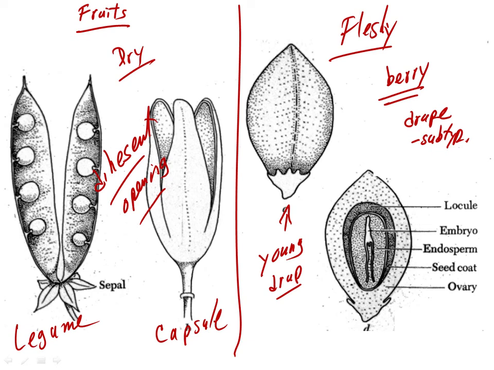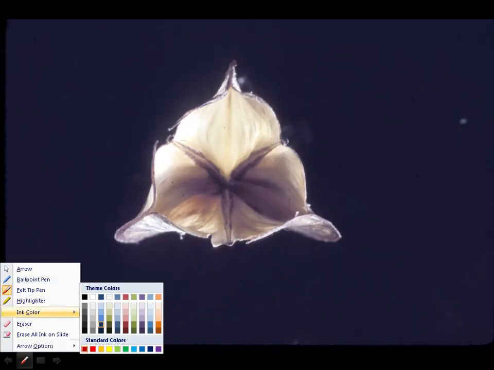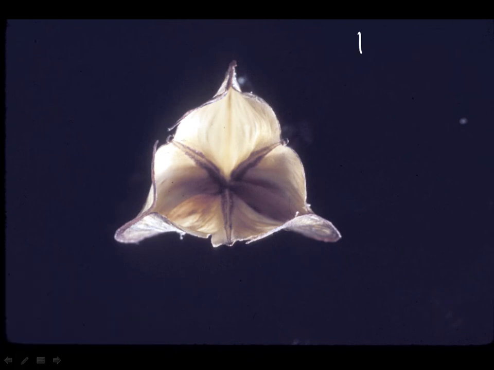beans, if you let them dry out enough, if you grow them outside on your bean plants and you let them dry out and don't harvest them, they will usually eventually split open. So here is a capsule. This is a dry fruit. This is a capsule.